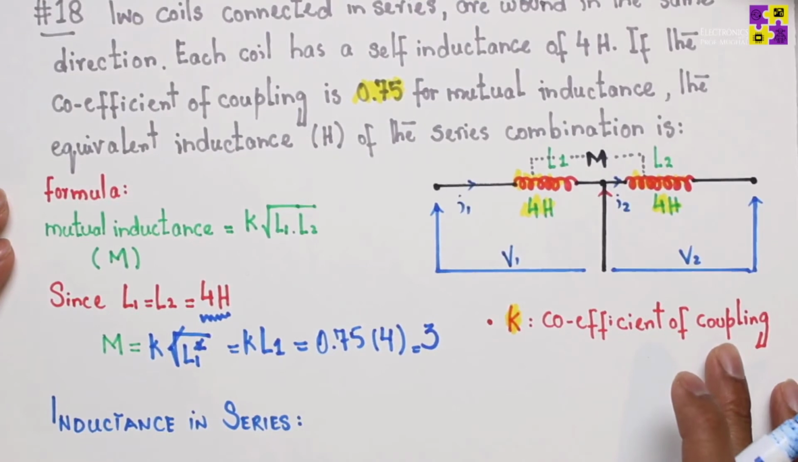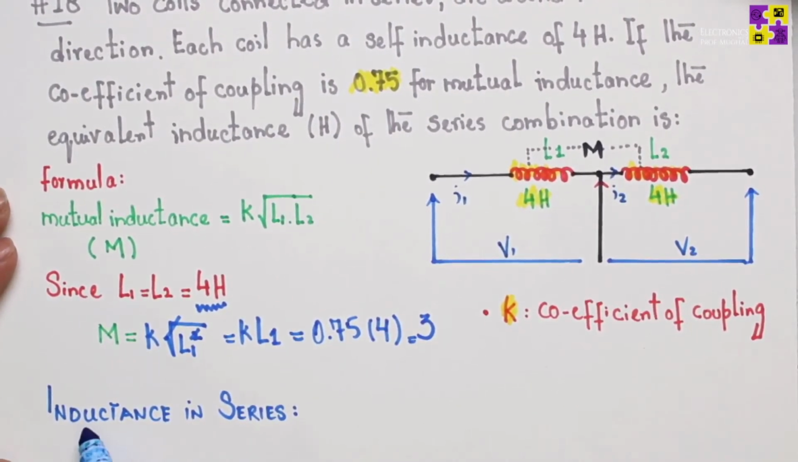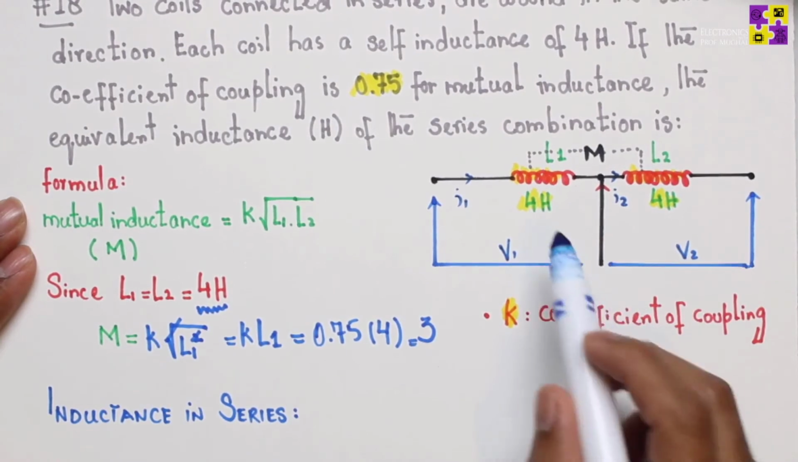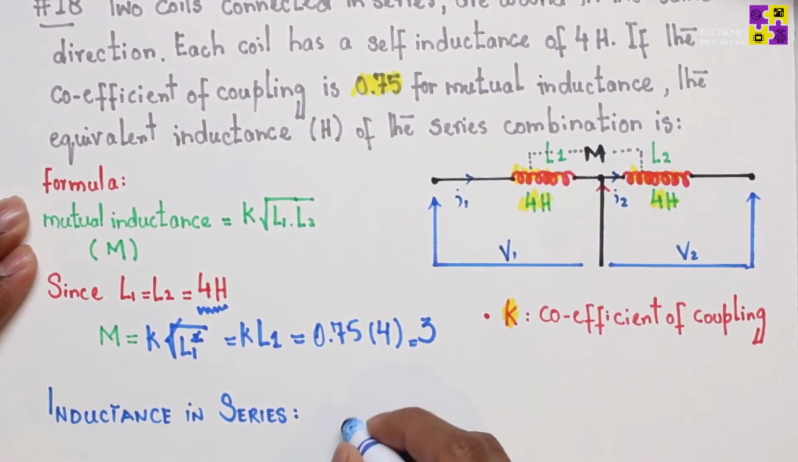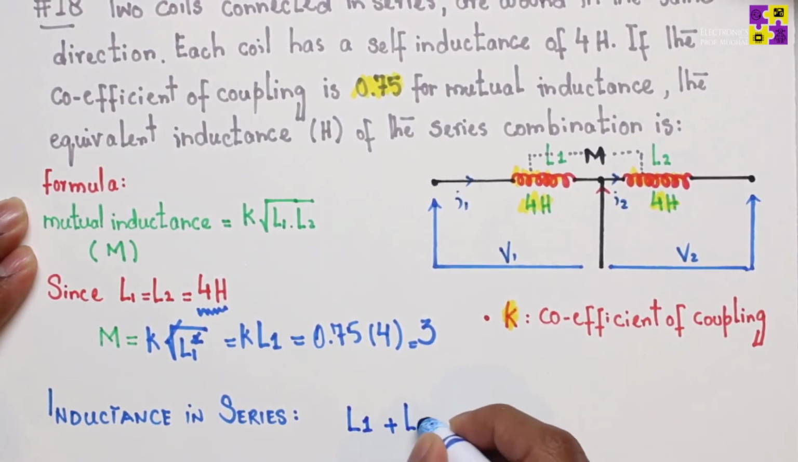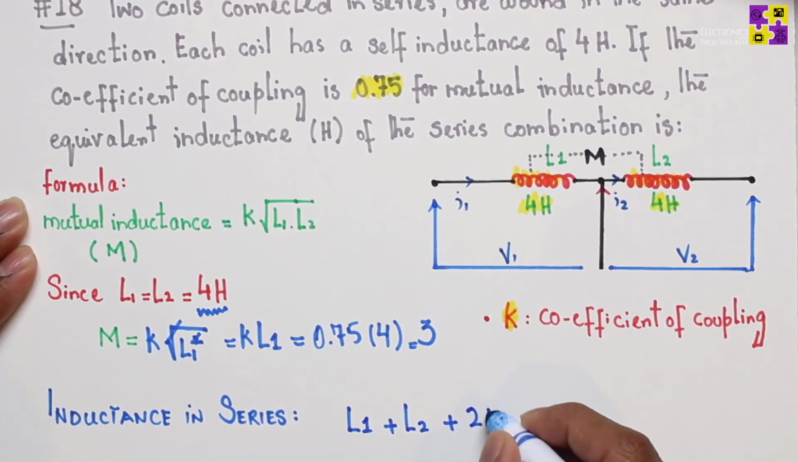Now, what is going to be the inductance in series? Simply, inductance in series is just a sum of all the inductances as well as the mutual inductance. There are two inductors, L1 and L2. So basically the equation will become L1 plus L2 plus two times the mutual inductance.